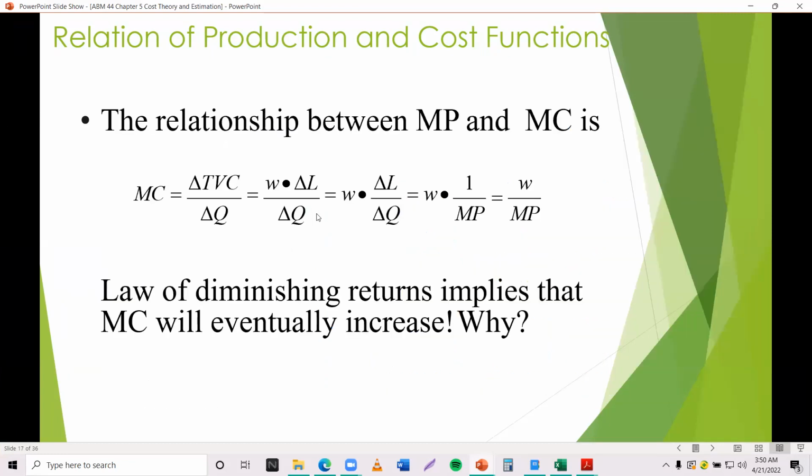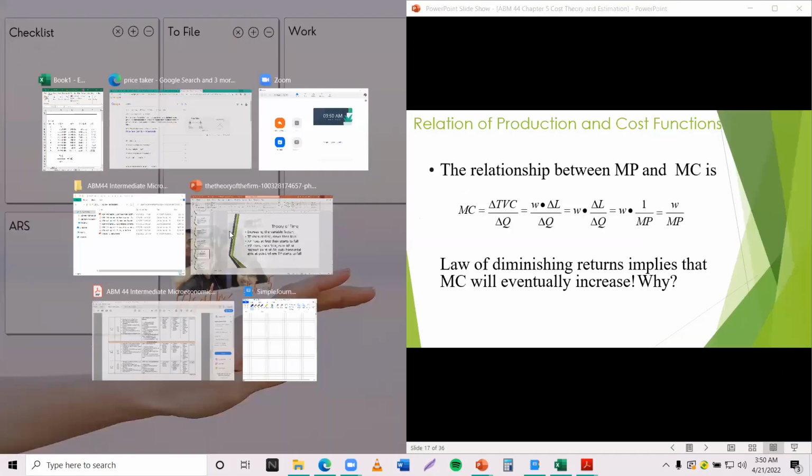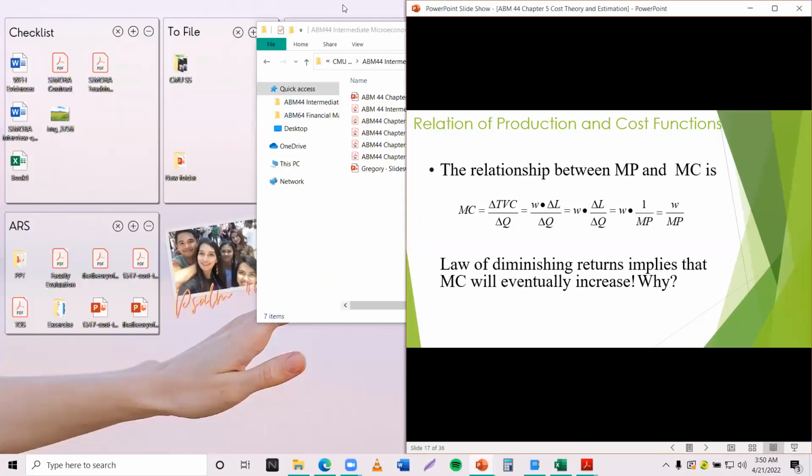So we have the relationship between MP and MC. This is shown as TVC over Q equals W multiplied by the change in labor over the change in quantity. This is total variable cost, until we get this formula, where W over MP is equal to MC.